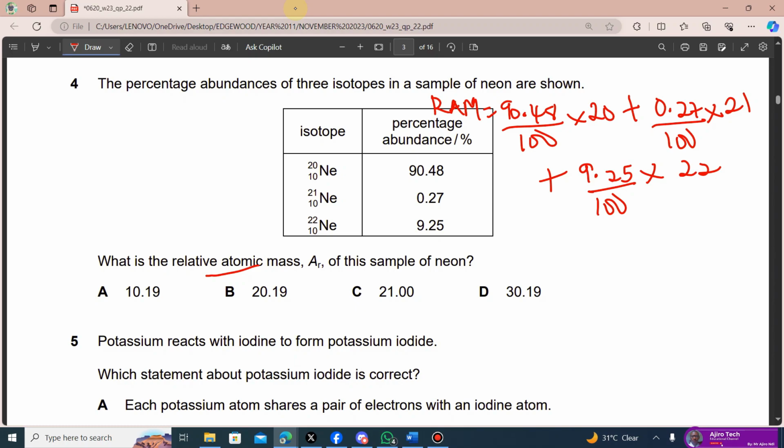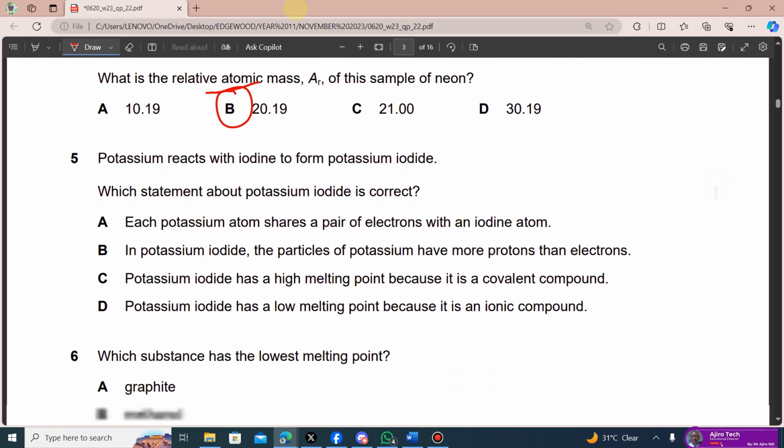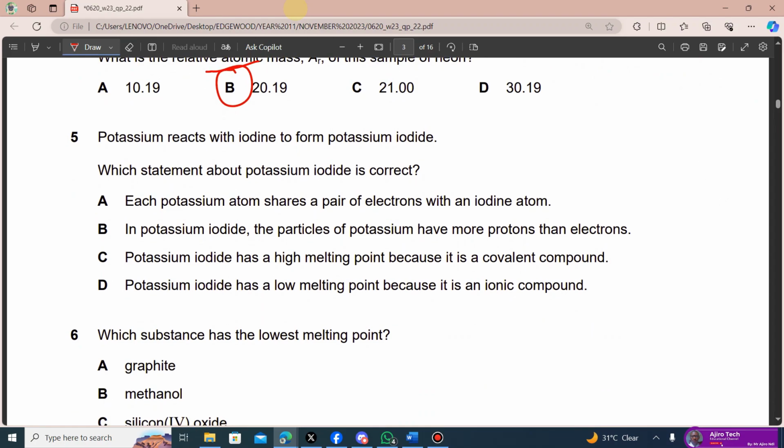So if you compute this using your calculator, you should have 20.9 as the answer to that. Now question 5: potassium reacts with iodine to form potassium iodide. Which statement about potassium iodide is correct? Now, potassium iodide is a metal and a non-metal, so that's an ionic bond. Remember, an ionic bond is an electrostatic attraction between two oppositely charged ions.